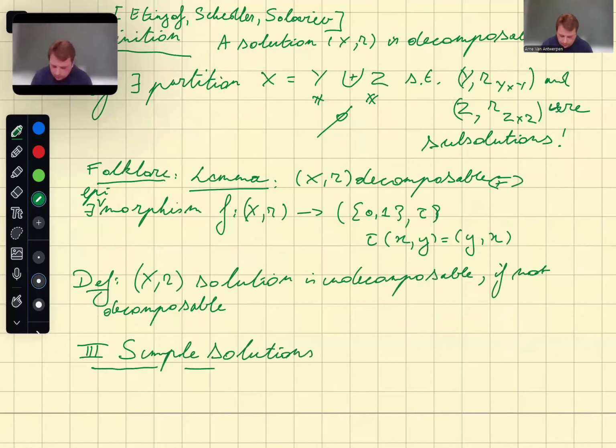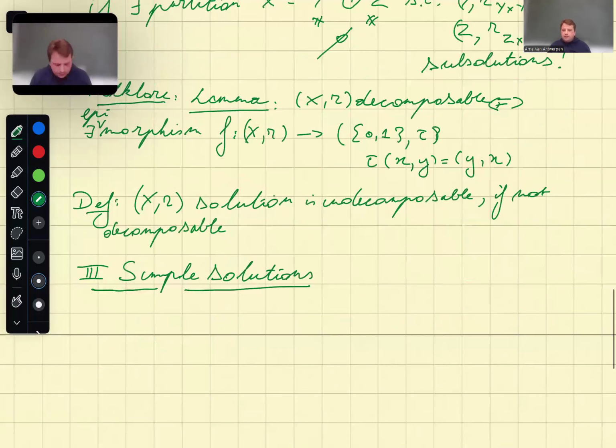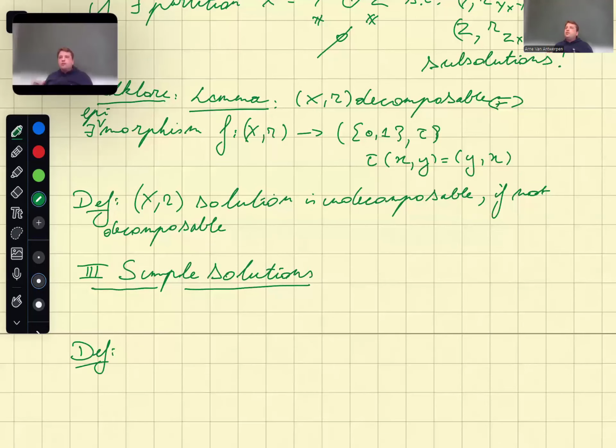So what is that? Well, it's the similar idea as in group theory. You remember a simple group is one without any non-trivial normal subgroup. Sure, but within solutions, it's hard to talk about a nice subsolution or a normal subsolution. At the moment, as far as I know, there is no satisfactory definition of these things, for sure not in general.